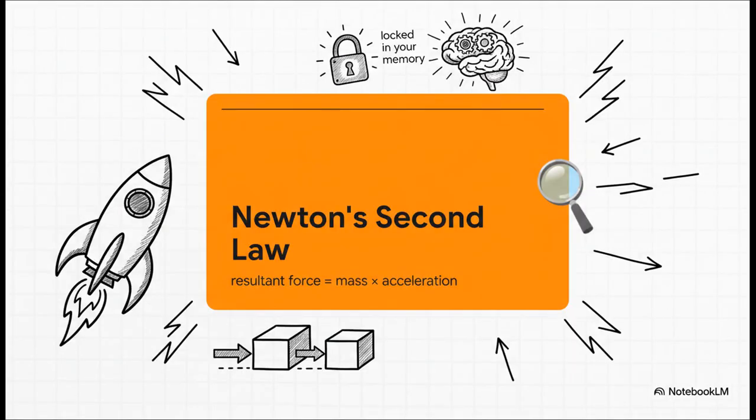And the answer, of course, is resultant force equals mass times acceleration. You know it as F equals ma. This is Newton's second law of motion, and it is an absolute must-know. You've got to have this one locked away in your brain.